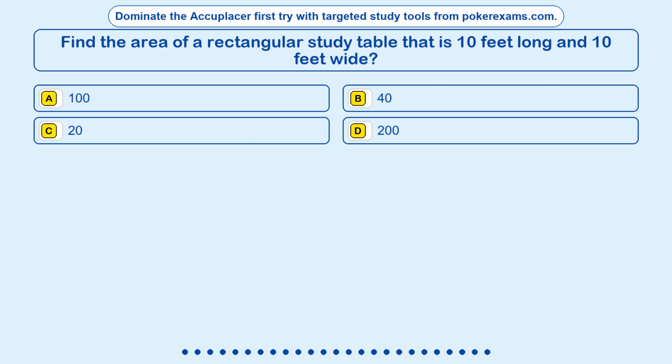Question 12. Find the area of a rectangular study table that is 10 feet long and 10 feet wide. Option A, 100. Option B, 40. Option C, 20. Option D, 200.